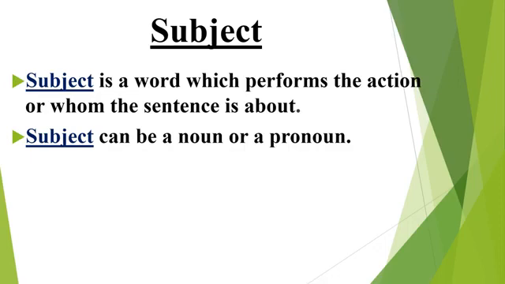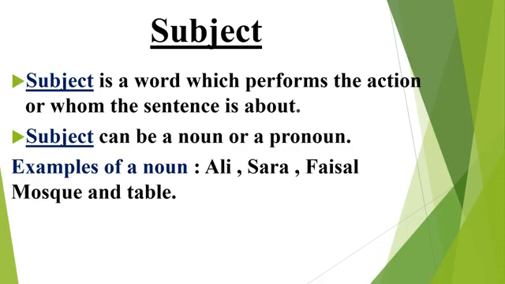Name of a person, place, animal or thing is a noun, and the words which are used instead of the names or instead of a noun, they are called pronoun. Let's look at some of the examples. Ali, Sarah, Faisal Mosque and table are the names of person, place and thing. So these are the examples of noun.